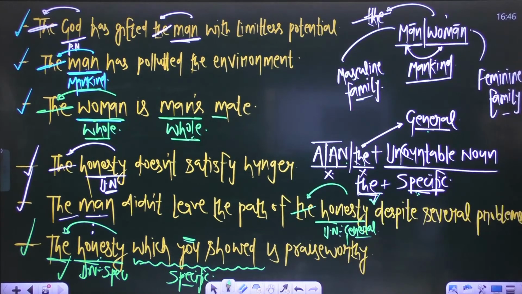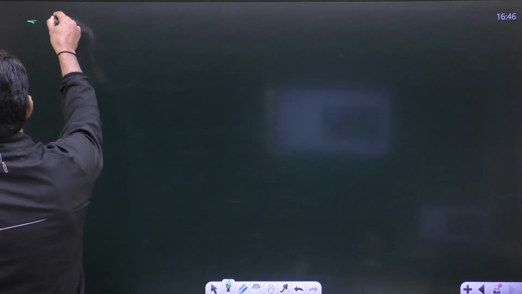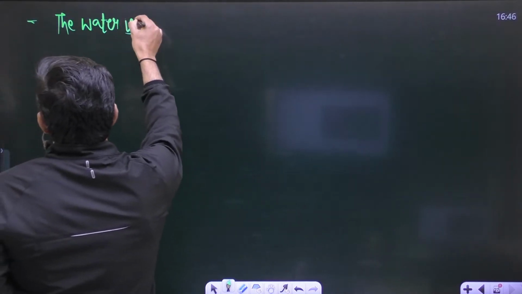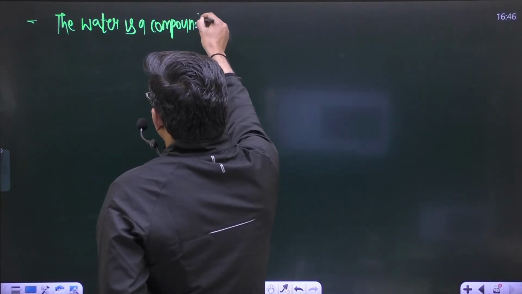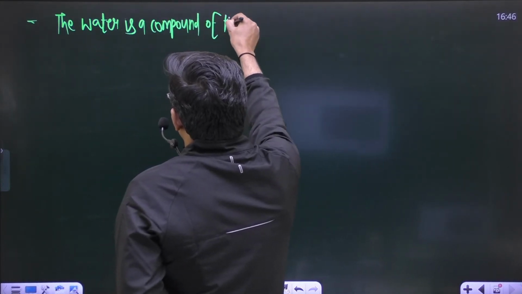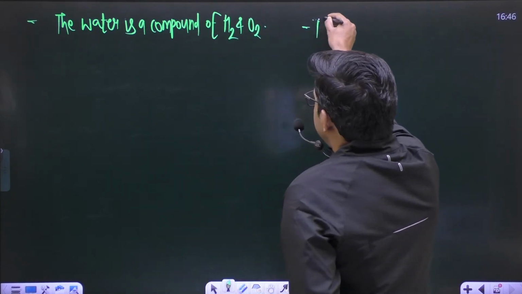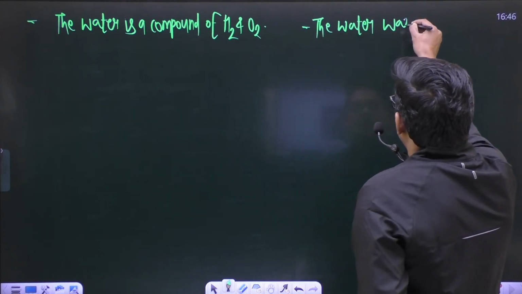Next concept, okay, so many sentences. If I say the water is a compound of H2 and O2, that is the first sentence. And the second sentence is the water was not enough.